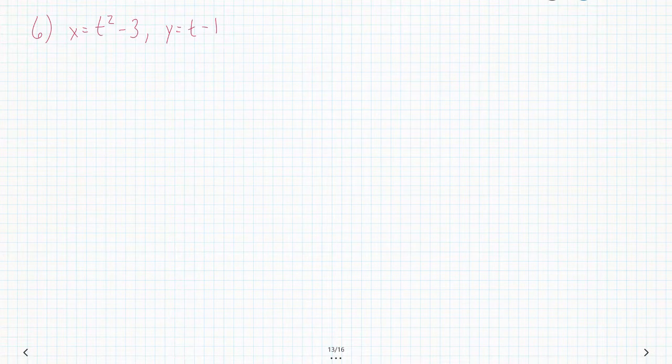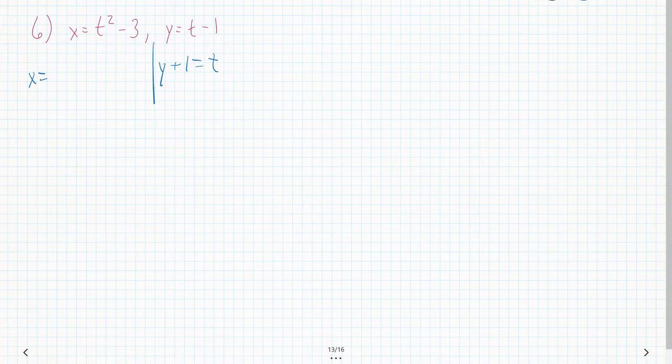Let's say we have a t squared. This one might look a little funky, but notice we already have something set up where we could get rid of the t. It just might look a little different than what we're used to, because t equals y plus 1. So that means that x equals y plus 1, the quantity squared, minus 3. So our x equals, well, what is this going to be? Well, y plus 1, the quantity squared, minus 3. Let's talk about that.